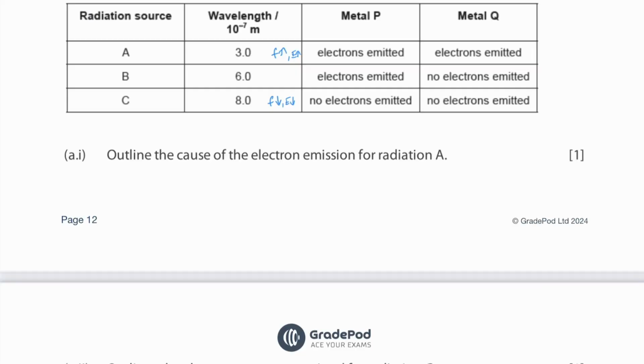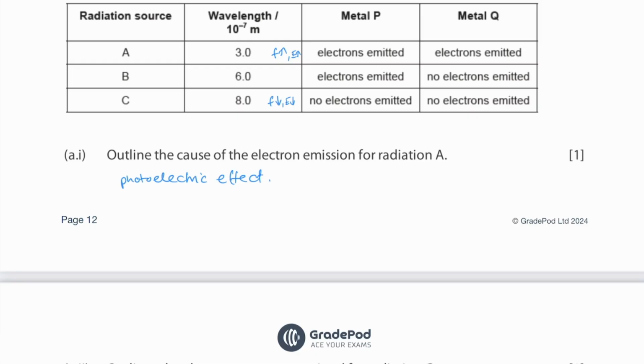A1. Outline the cause of the electron emission for radiation A. So for radiation A, there are electrons emitted in both metal P and Q. That means that radiation A, the photons have enough energy to release the electron from the work function and then give it kinetic energy. But what it says in this question is, outline the cause of the electron emission for radiation A. It's the photoelectric effect.